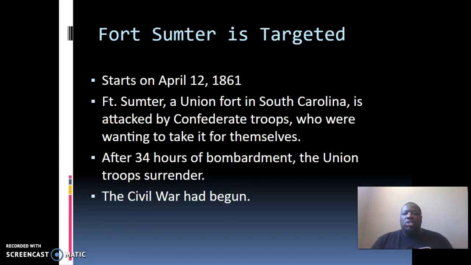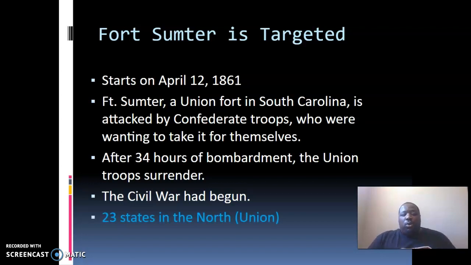Fort Sumter is the location of the first battle of the Civil War. Located on the coast of South Carolina along the Atlantic Ocean, Fort Sumter was a Union fort, meaning that was one of the country's forts. It was attacked by Confederate troops who were taking it for themselves. After 34 hours, so just a little short of a day and a half of fighting, the Union troops surrendered, and this is what began the Civil War on April 12th, 1861.